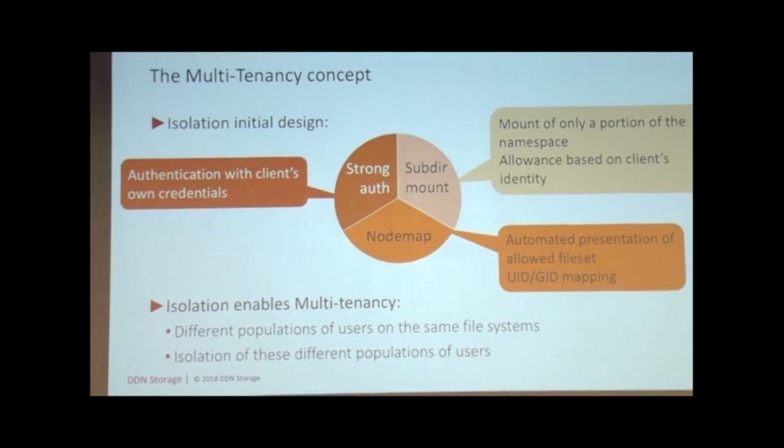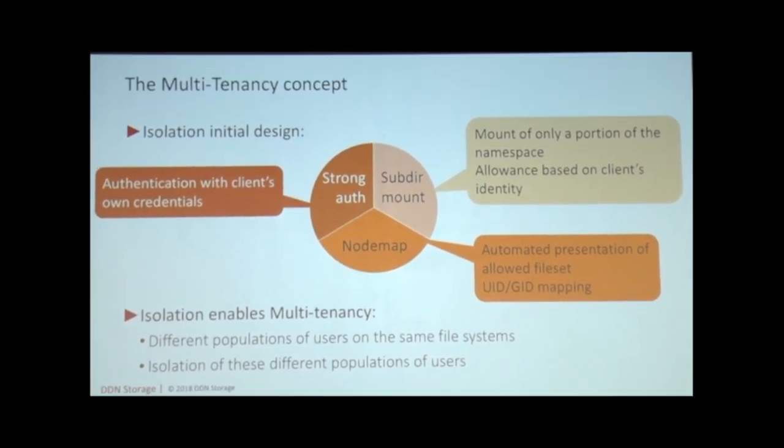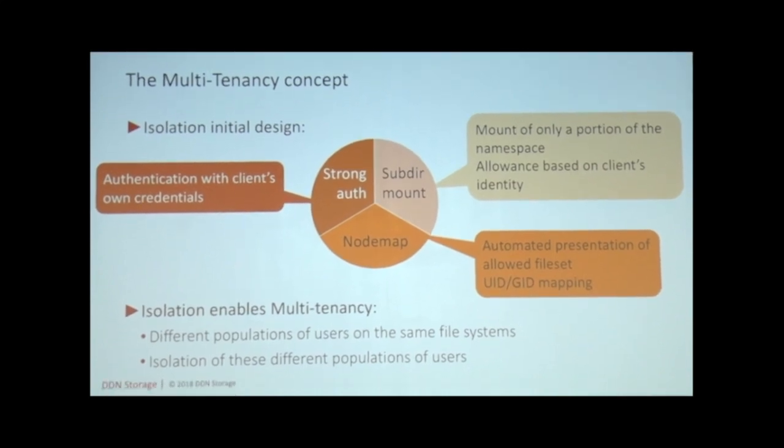We are using subdirectory mount because we only present a portion of the global namespace to the clients, and it depends on their identity. And we use the node map feature because we want this file set presentation to be automatic. And we are also doing UID-GID mapping. So this isolation feature makes Lustre multi-tenant.